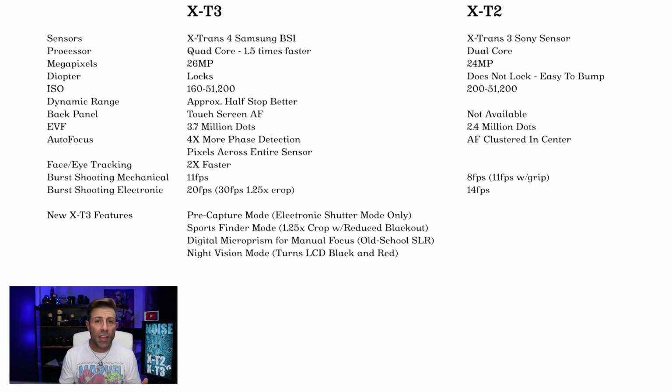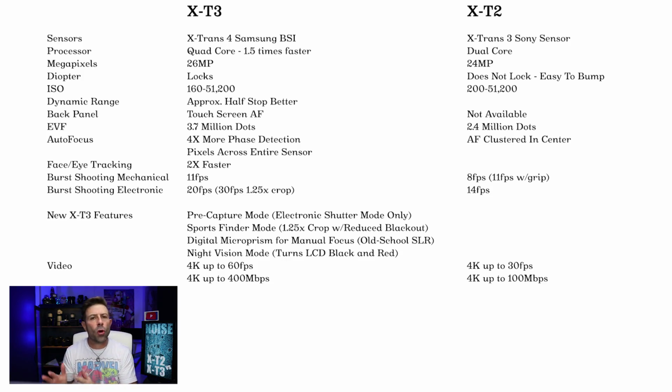Now, moving into video, the X-T3 will shoot all the way up to 4K at 60 frames per second, whereas the X-T2 will only get you to 30 frames per second. Also, 4K on the X-T3 will give you 400 megabits of a data stream in comparison to only 100 megabits with the X-T2. Now in 1080p, the X-T3 will get you 200 megabits of data, whereas you're looking at 100 megabits with the X-T2 in 1080p.